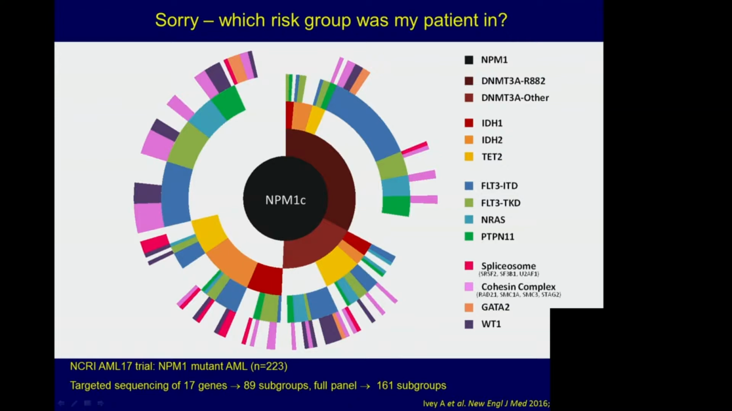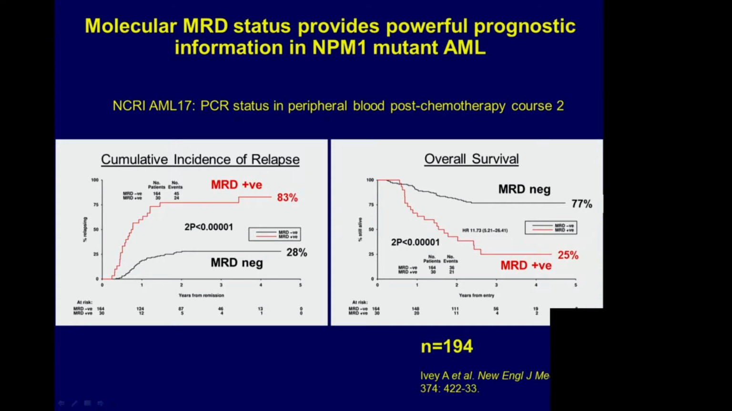In contrast to this, when we look at these very same patients, but we look at the presence or absence of NPM1 mutated transcripts by RT-qPCR in the peripheral blood after 2 courses of chemotherapy, you can see that this simple blood test actually divides patients into groups with a vastly different prognosis regardless of their genotype.